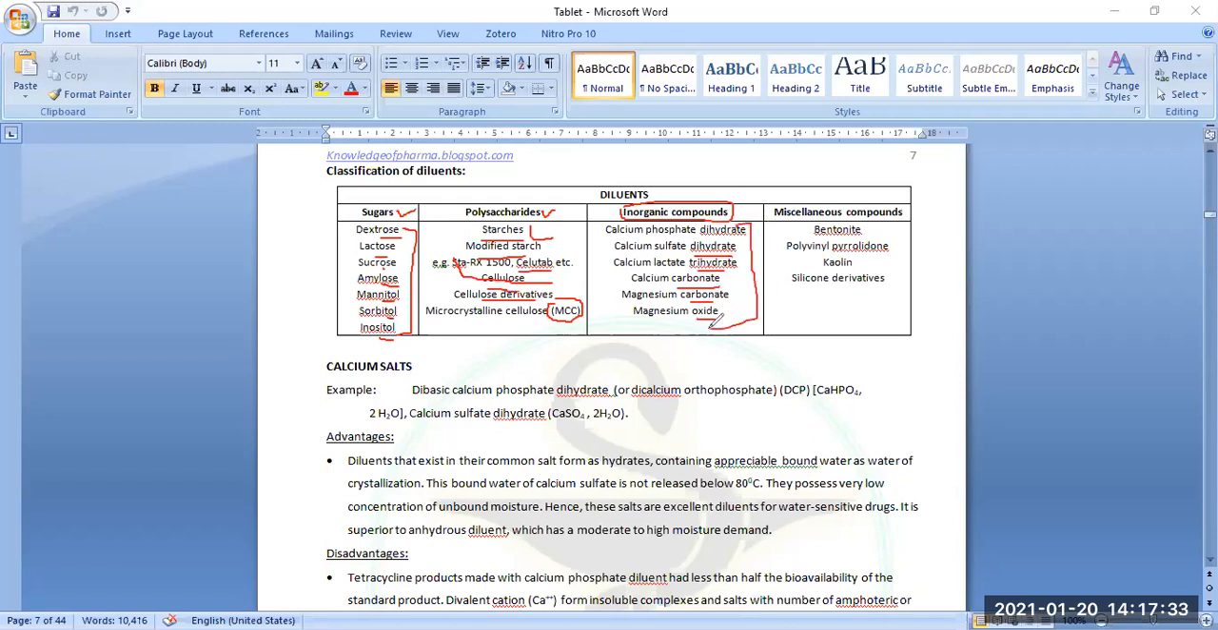But you have to take care while you are selecting these, because if there is a chemical reaction between this inorganic material or drug, is there any compatibility or not. If there is some incompatibility, you have to choose a suitable diluent. And some miscellaneous compounds like bentonite, which is a clay, polyvinyl pyrrolidone, kaolin, silicon derivatives. These silicon derivatives are used in a formulation.